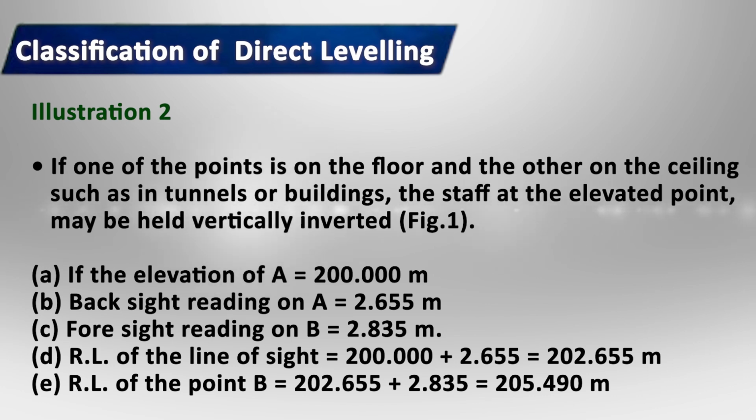that will be equal to 202.655 meters. Then the reduced level of point B will be 202.655 meters plus the foresight at station B, that is 2.835 meters. Then the answer will be 205.490 meters. Hence, the reduced level of point B will be 205.490 meters.